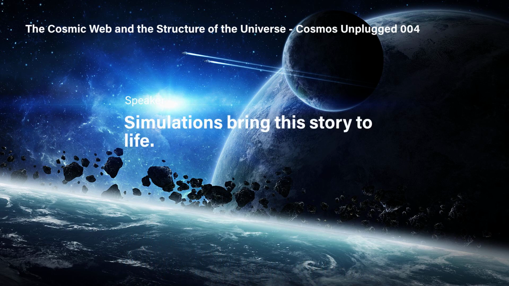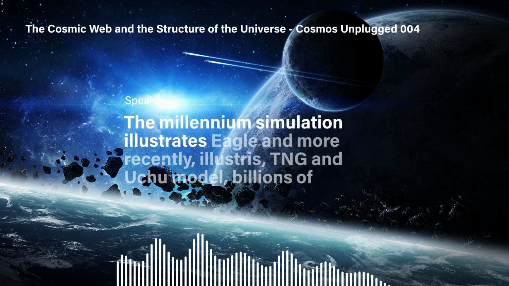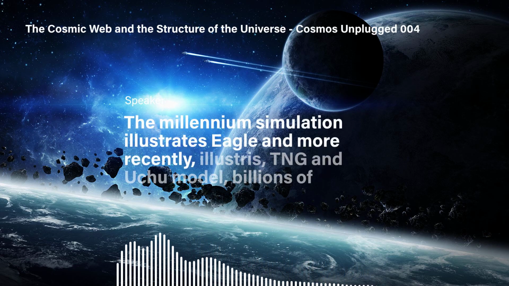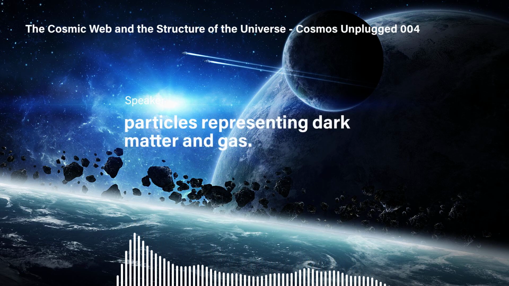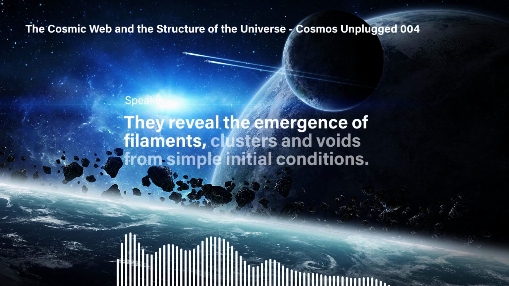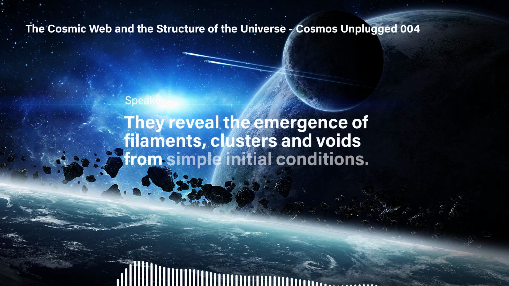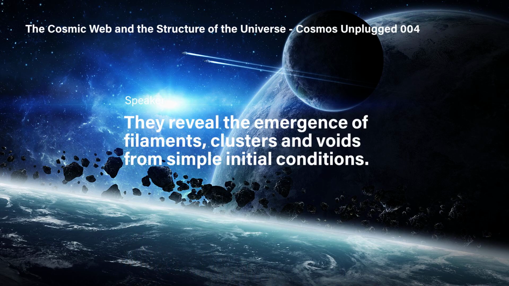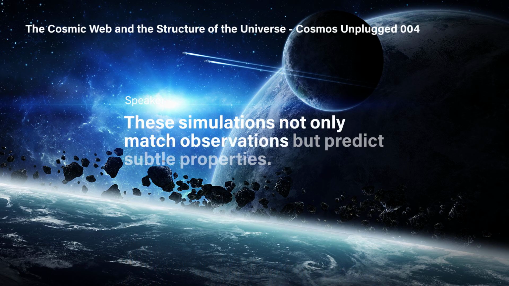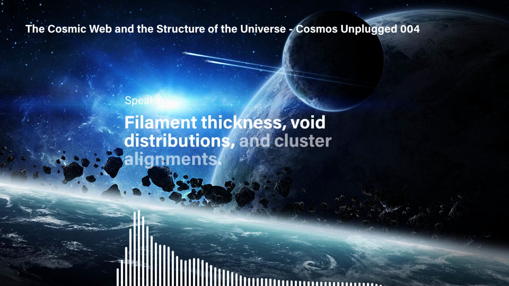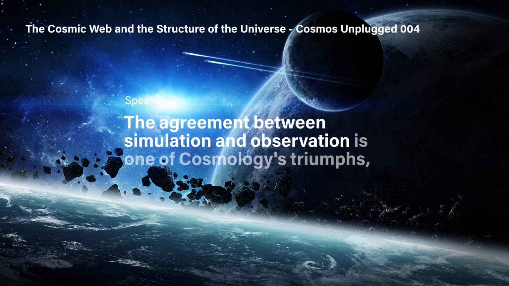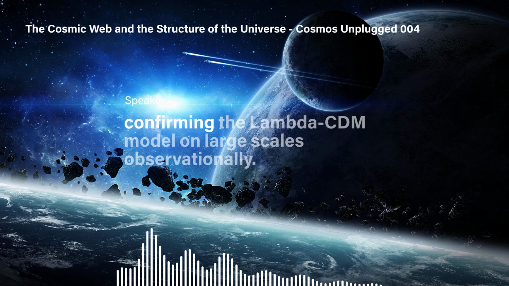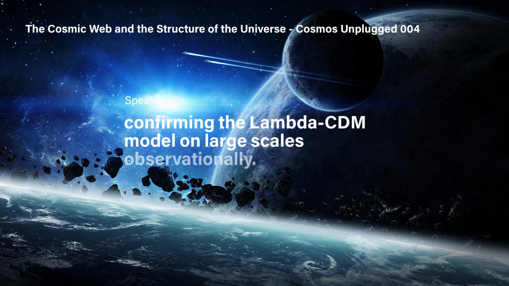Simulations bring this story to life. The Millennium Simulation, Illustris, Eagle, and more recently Illustris TNG and Uchu, model billions of particles representing dark matter and gas. They reveal the emergence of filaments, clusters, and voids from simple initial conditions. These simulations not only match observations, but predict subtle properties: filament thickness, void distributions, and cluster alignments. The agreement between simulation and observation is one of cosmology's triumphs, confirming the lambda CDM model on large scales.